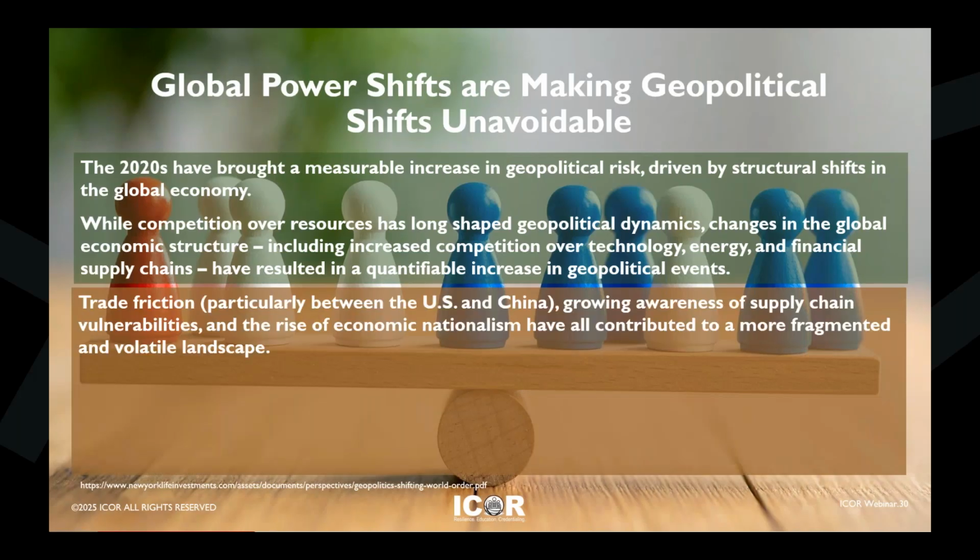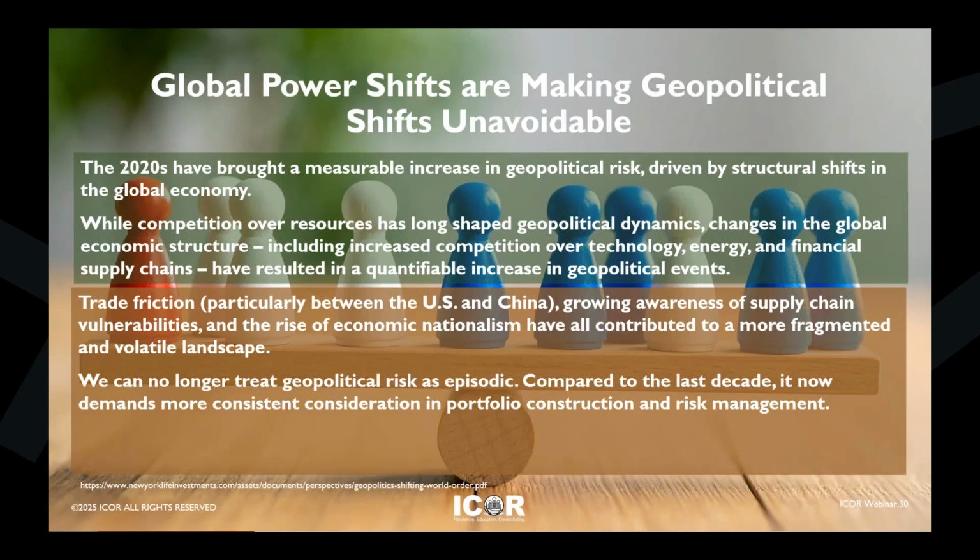Trade friction, and back when this was written in May it was really focused on the US and China, helped to increase the growing awareness of supply chain vulnerabilities and the rise of economic nationalism. I never thought I would say those words together, but it has also contributed to that fragmented landscape. And so what we need to start seeing, and this is why I'm saying this needs to get on everyone's radar, is that it needs to be a part of everyone's planning for the future.